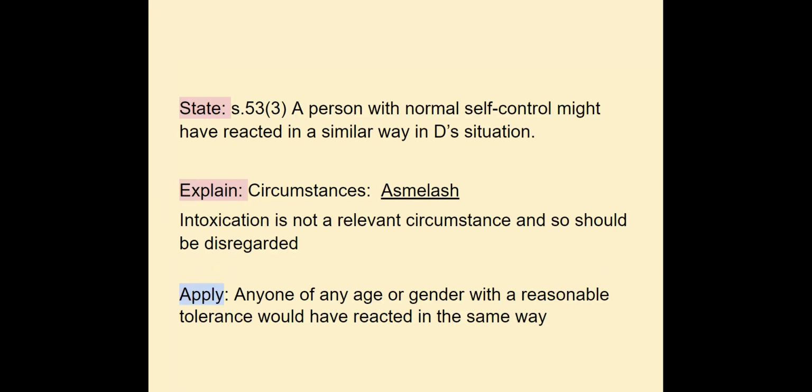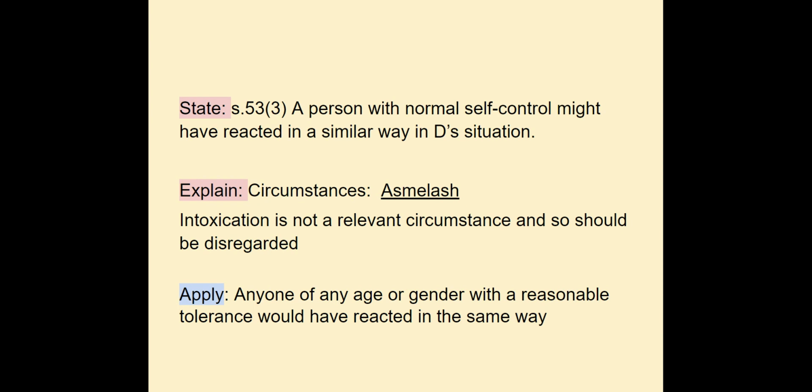And then finally, section 55(3)(3), a person with a normal self-control might have reacted in the same way. The circumstances involved can be seen in the case of Asmalash, where intoxication is disregarded, and other cases tell us that bad temper is also disregarded. The main things are somebody's age and gender. And we can apply by saying anybody of any age or gender with a reasonable tolerance may have acted in the same way as Usha.